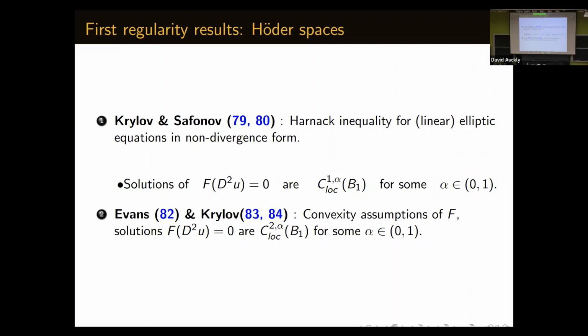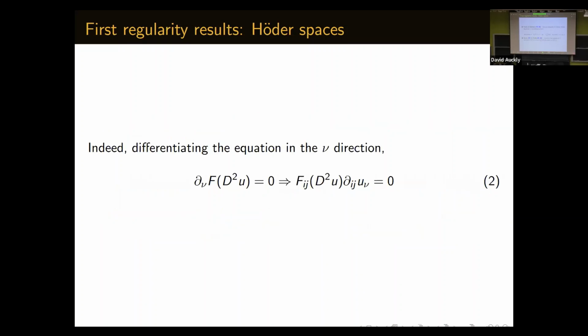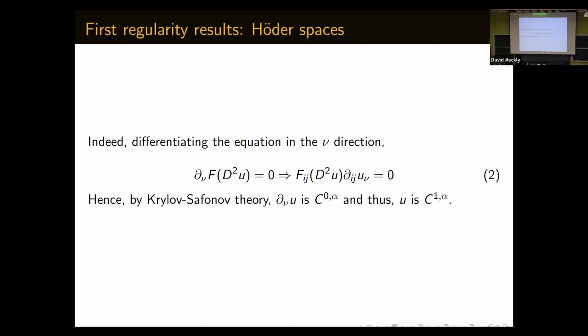Okay. So now let me give you some heuristic justification on how you can expect solutions to be C^{1,alpha} or C^{2,alpha}. All right, so we start by assuming you can differentiate the equation in some direction. If you do this, your right-hand side remains 0, but on your left-hand side, looking at this F_ij as a matrix of coefficients, you go back to a non-divergence form equation. And so you can apply Krylov-Safonov theory and conclude that your derivatives will be Hölder continuous, and so you can expect u to be C^{1,alpha}.